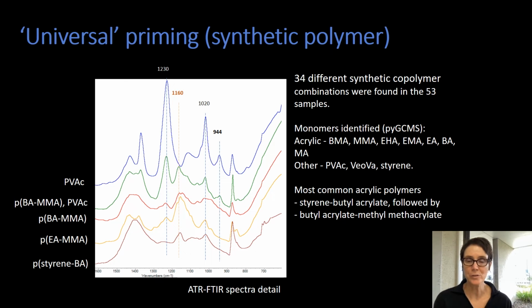And in the universal priming, 34 different synthetic copolymer combinations were found in the 53 samples analysed. And within the 60% of paintings with acrylic-based priming layers, PY-GCMS identified 7 different acrylic monomers used. The most commonly represented acrylic copolymers were styrene butyl acrylate, followed by butyl acrylate, methyl methacrylate.